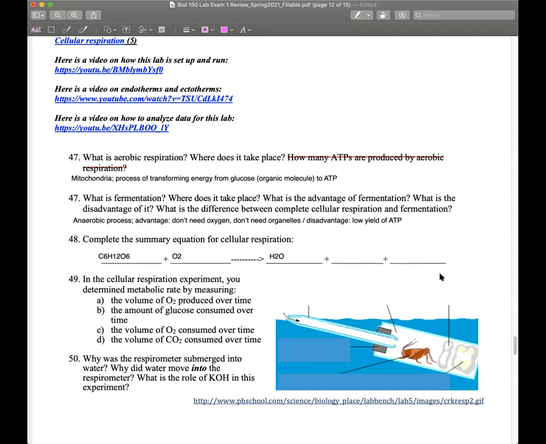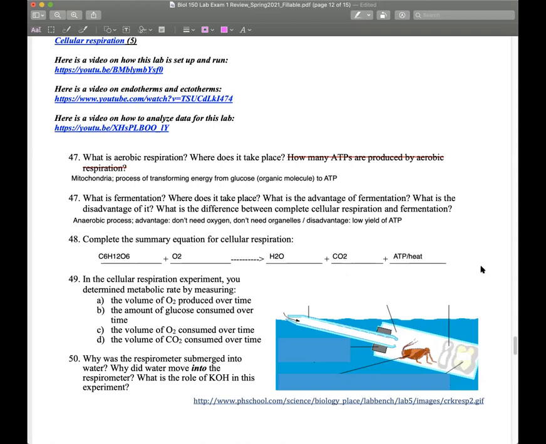All right, what are the other outputs? So we know water is an output. Carbon dioxide. Yeah, carbon dioxide. And of course, we're going to get ATP plus a little bit of heat. So some of that energy gets lost as heat.